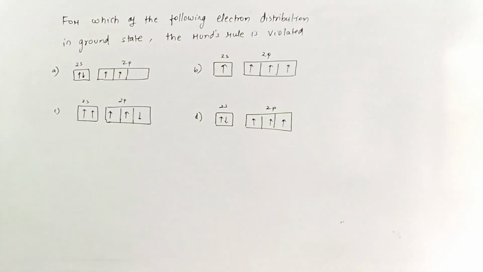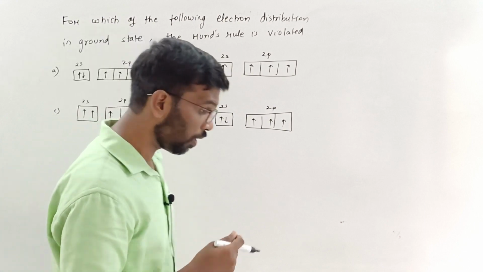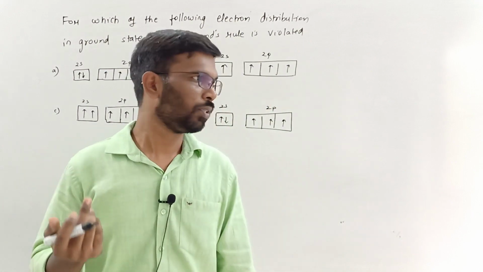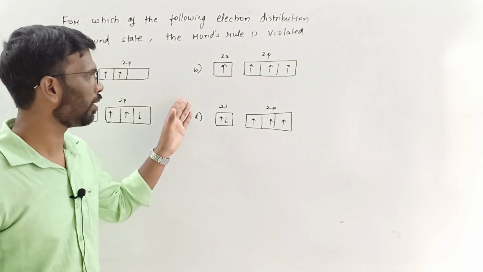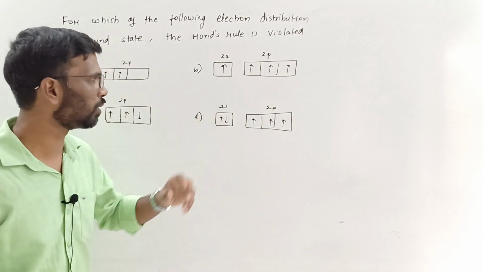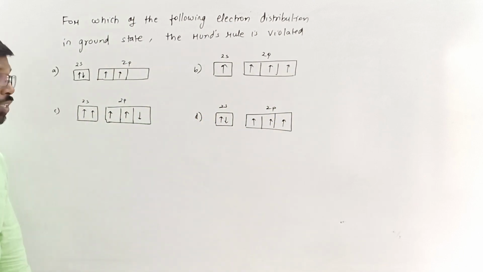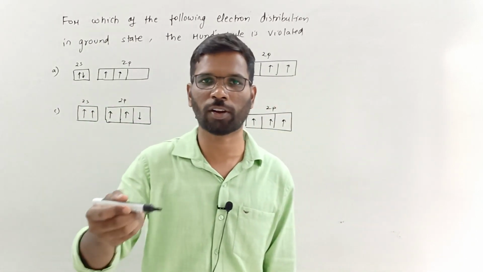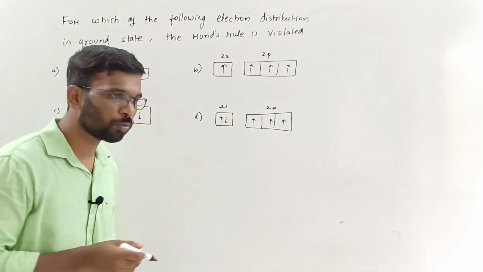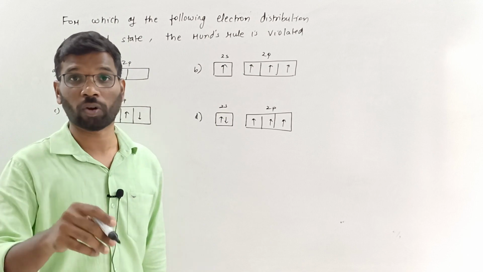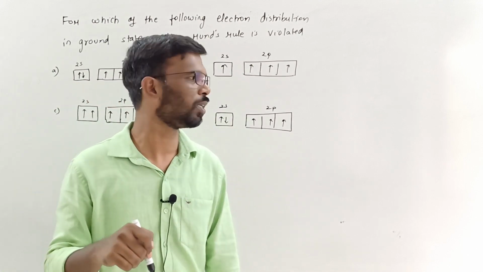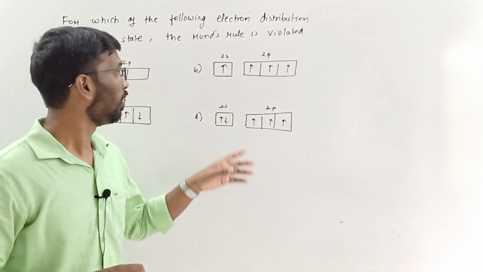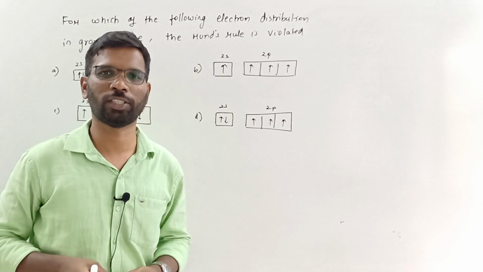So here the question is, for which of the following electron distributions in the ground state is Hund's rule violated? Hund's rule is about pairing, right? What it says is that unless and until the orbitals are singly filled, the pairing won't take place. Let me see, there is the Aufbau principle, which says that electrons are filled in increasing order of energy. Then there is Pauli's exclusion principle, which says that two electrons cannot have the same set of all the quantum numbers, right? And Hund's rule of maximum multiplicity says that pairing will only take place when the lower energy orbitals are singly filled.